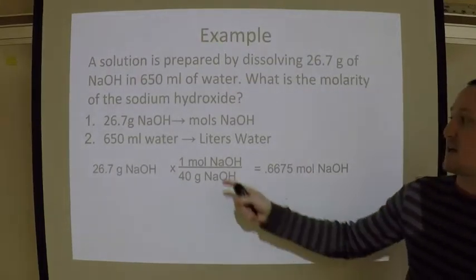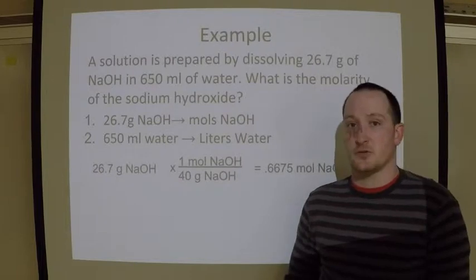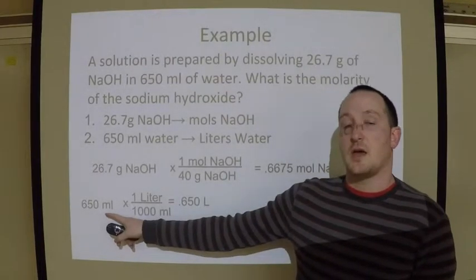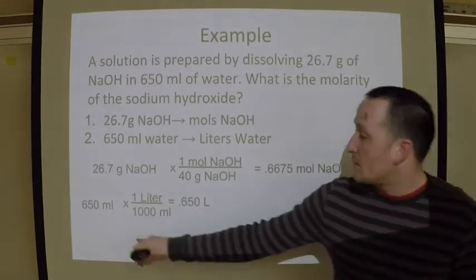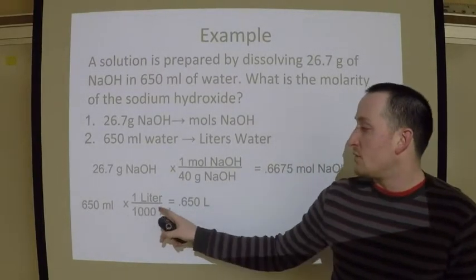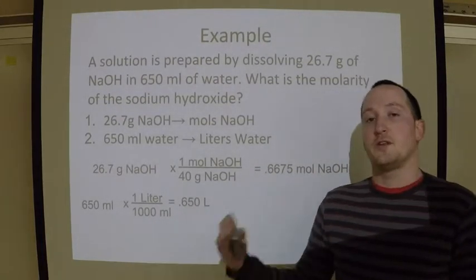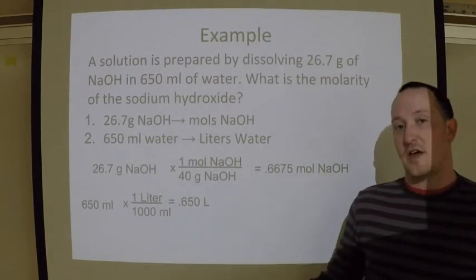Next step is I have to change milliliters of water to liters of water. So I'm going to take my 650 milliliters and change that to liters. I'm going to take 650 and divide by 1,000, because I know the conversion for milliliters to liters is 1 liter is 1,000 milliliters.